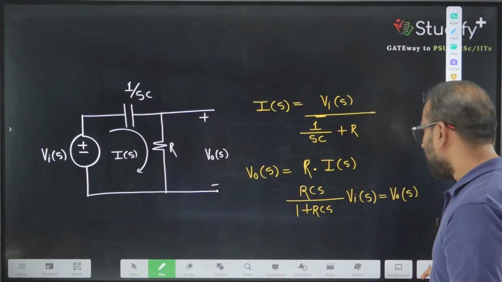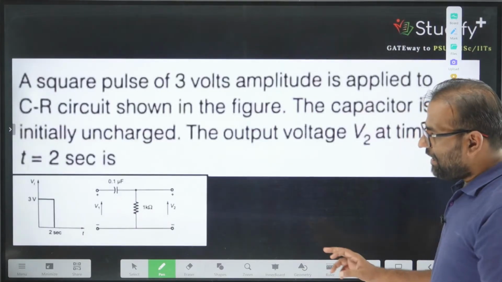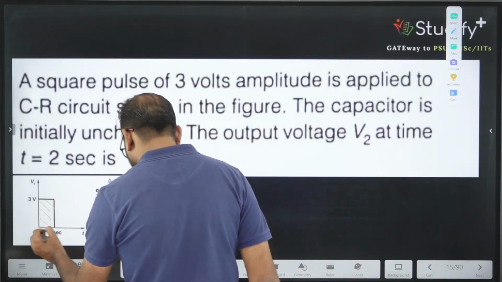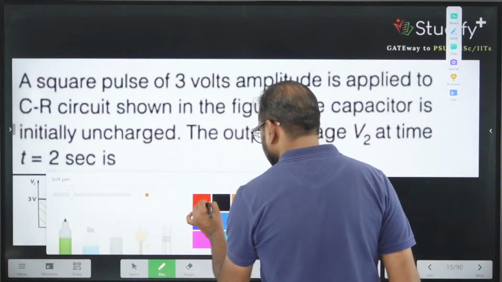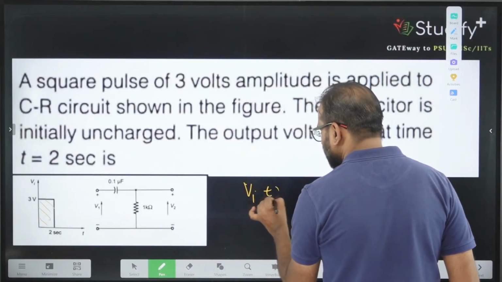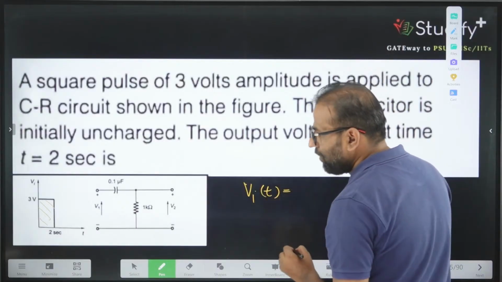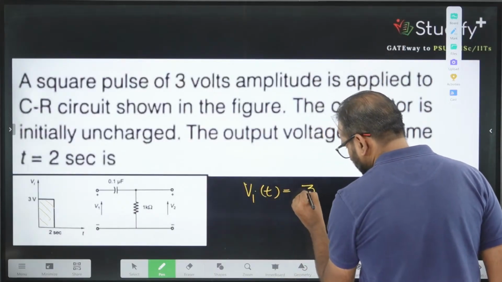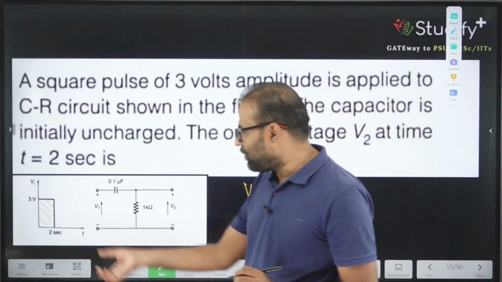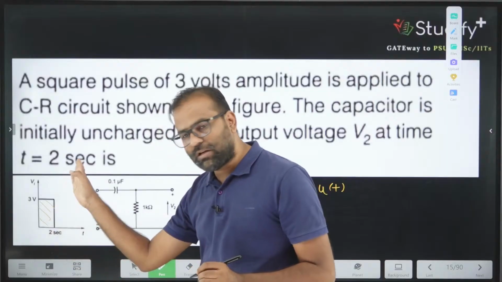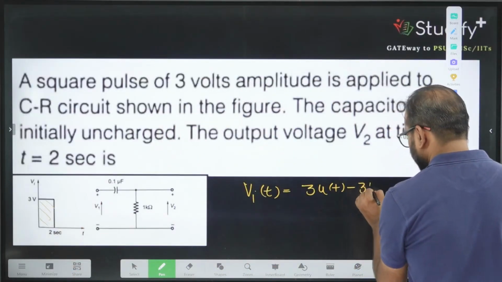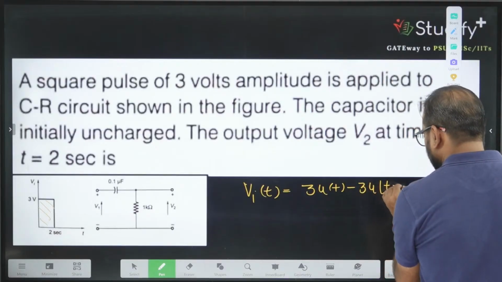And what is VI? VI is given as a square pulse of width 2 seconds. How can I write this square pulse? I can write my VI like this. What is the magnitude? The magnitude is 3. So you can write this function as 3 times u(t). So you will get a 3 unit jump, and after 2 seconds you have to bring it to 0. So you can write minus 3 times u(t minus 2 seconds).